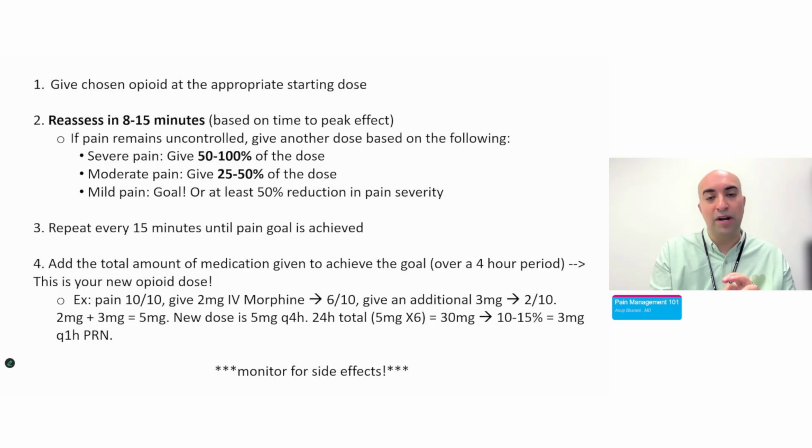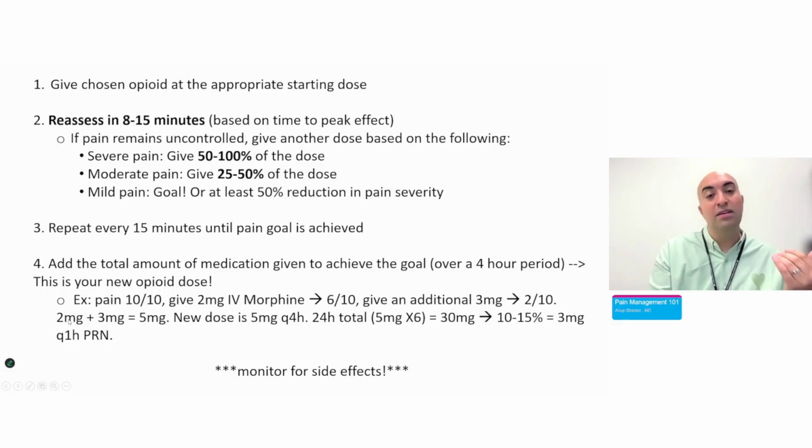So, for example, and I'll bring your attention just to the bottom here. Let's say for JM, he's in 10 out of 10 pain, and you give him 2 milligrams of morphine like we just talked about, and you came back in 15 minutes, he has no side effects, and he's 6 out of 10. So he's still in moderate pain. And so we talked about how 25 to 50% of that dose, so he got 2, so we'd give him an additional 3, and you come back and he is comfy cozy, 2 out of 10.